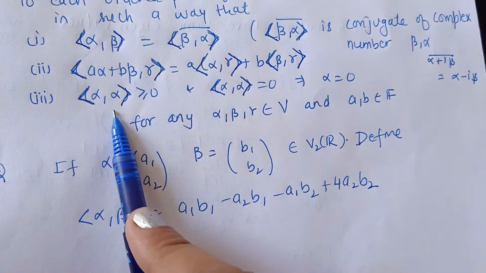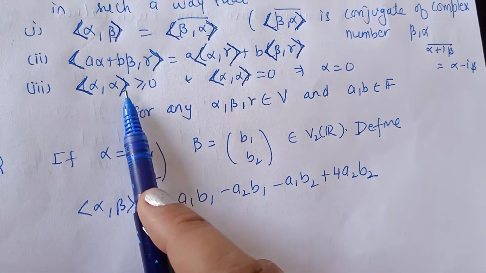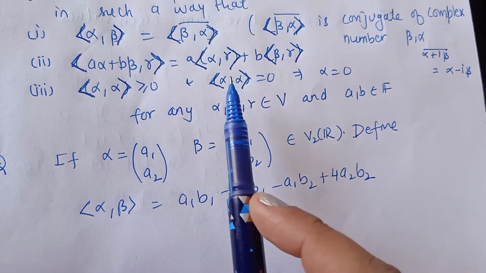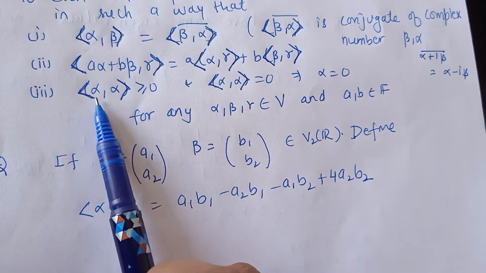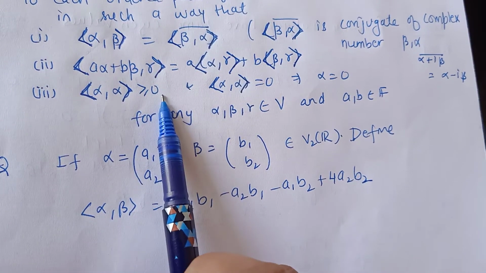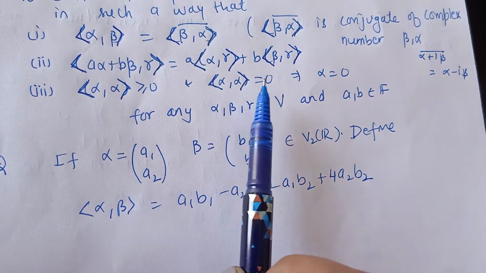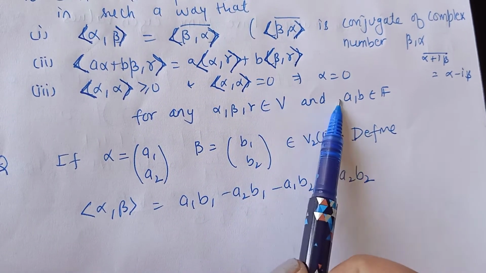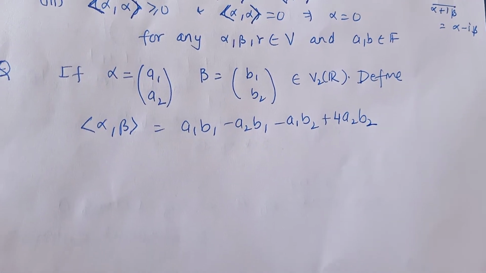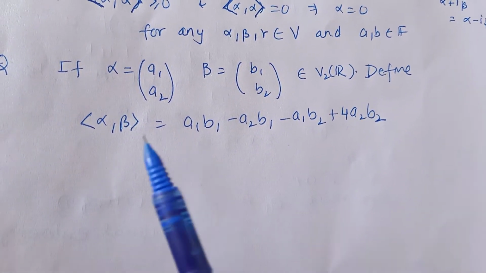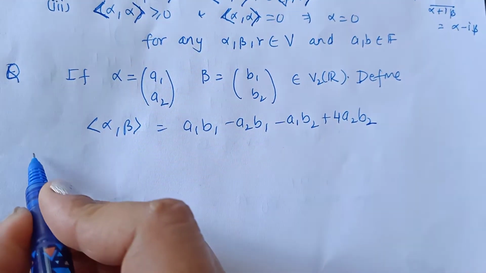And this is the third property. It can be simply stated as non-negativity of the inner product. That is, if you take the inner product of a vector with itself, then that should come out to be positive, and it is zero only when this vector alpha is 0. So let us see an example of an inner product.